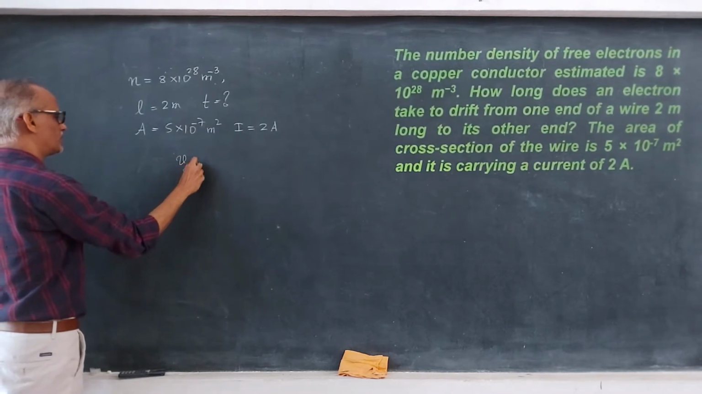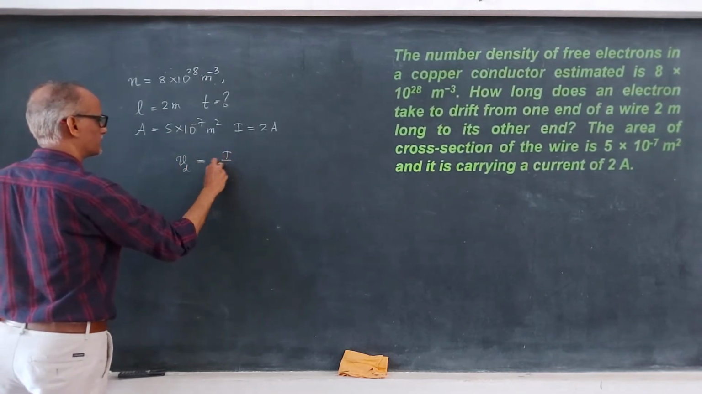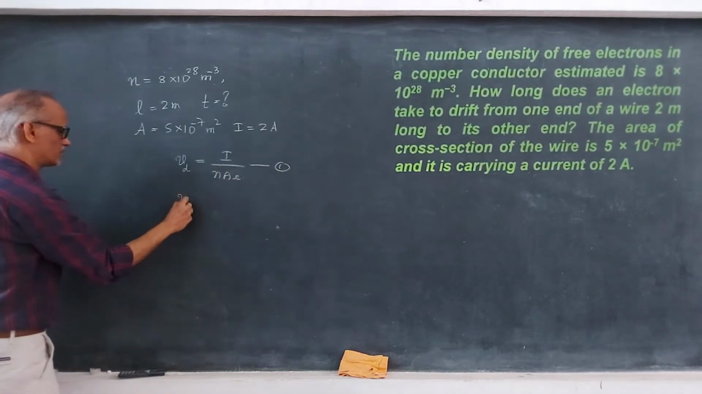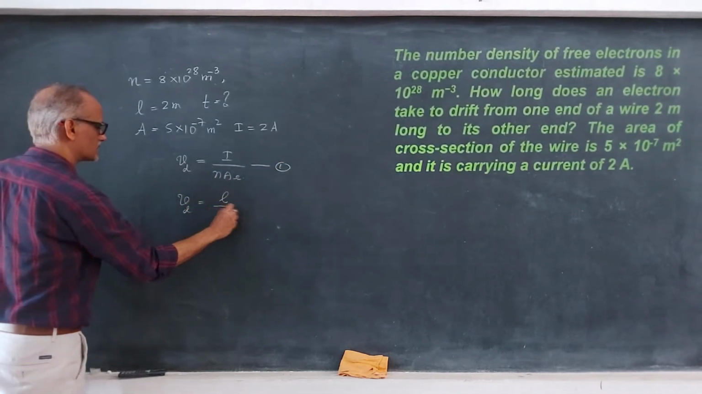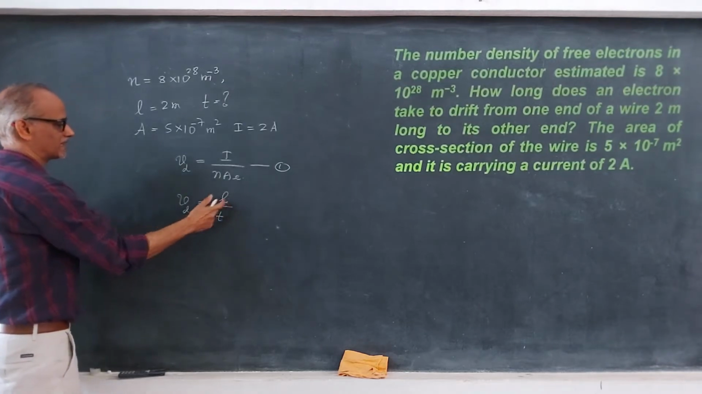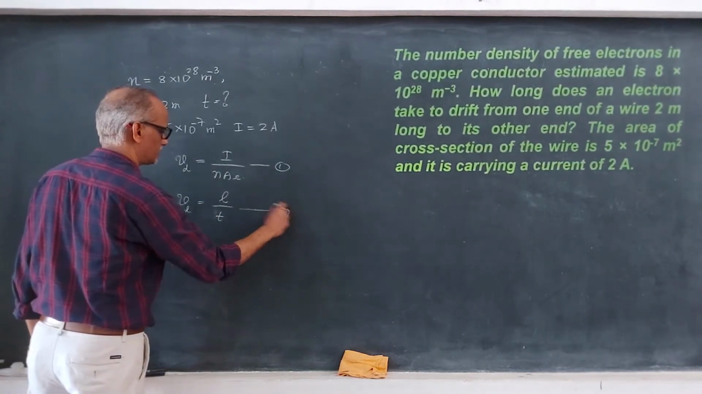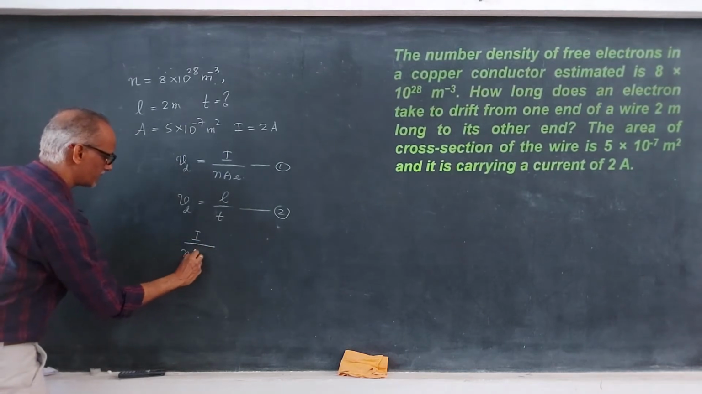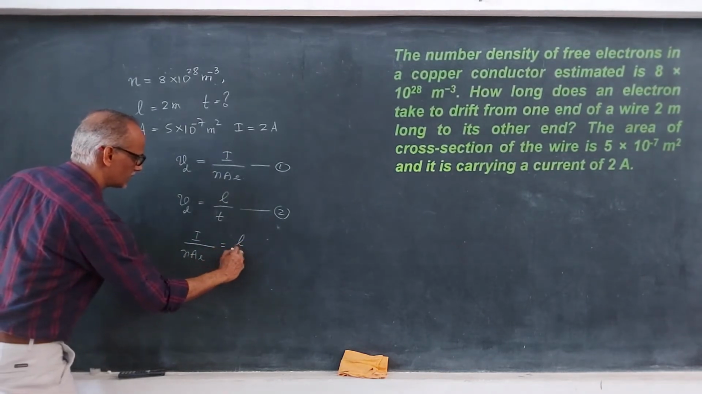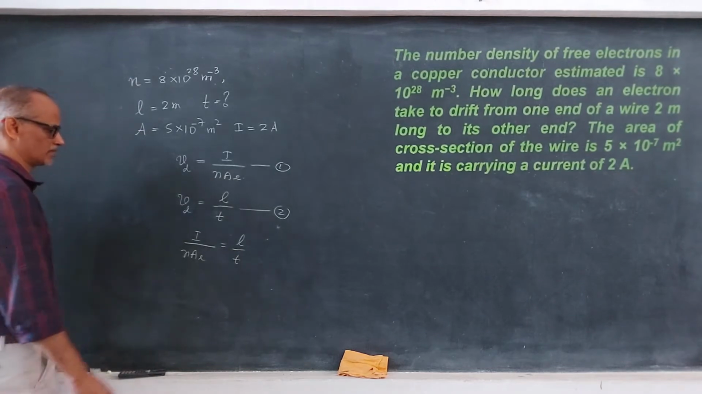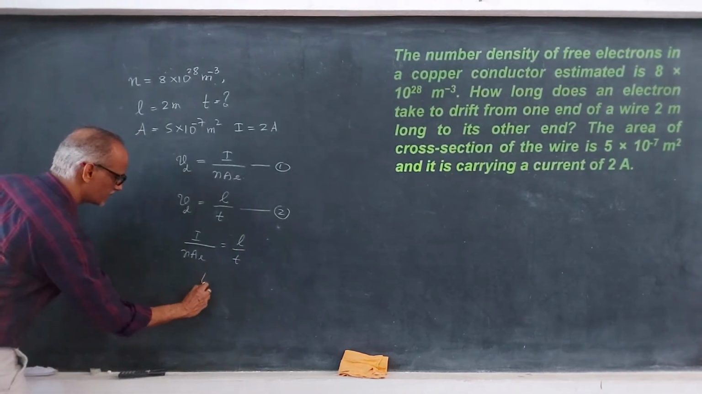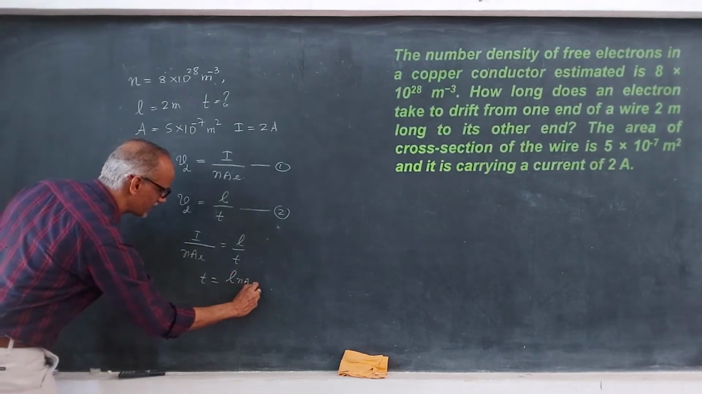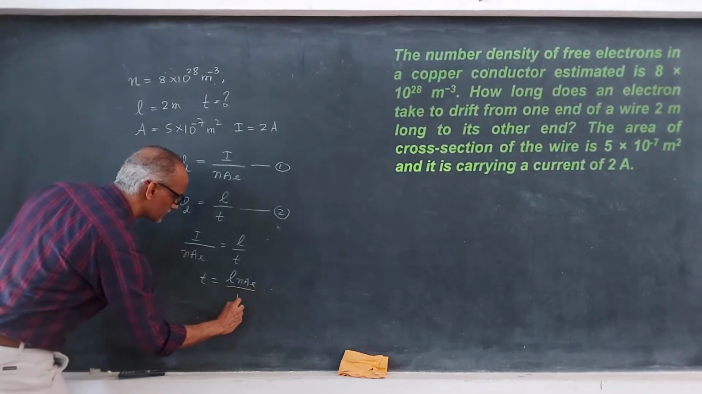So we know the formula for drift velocity, Vd is equal to I by NAE. We also know the drift velocity is equal to the distance divided by the time. Distance means here the length of the conductor. So based on this, I am going to equate I by NAE is equal to L by t. Rearranging for t, t is equal to L NAE divided by I.